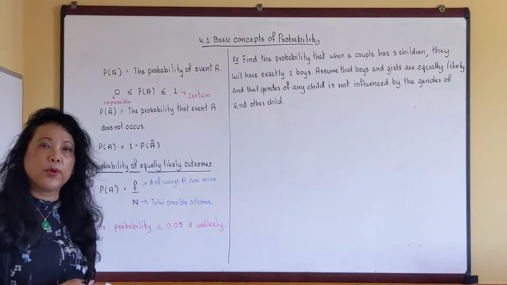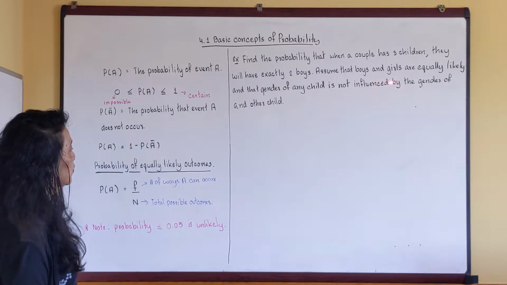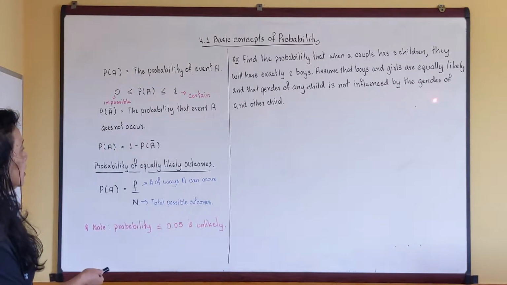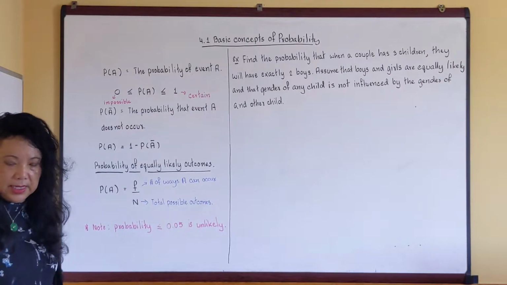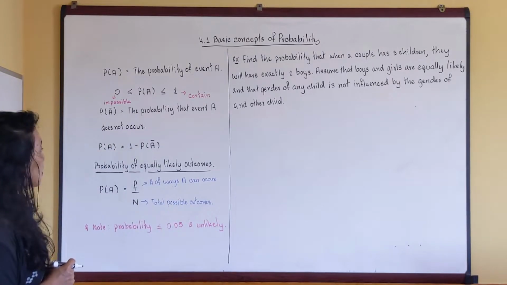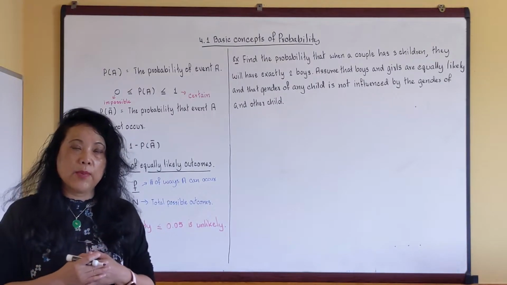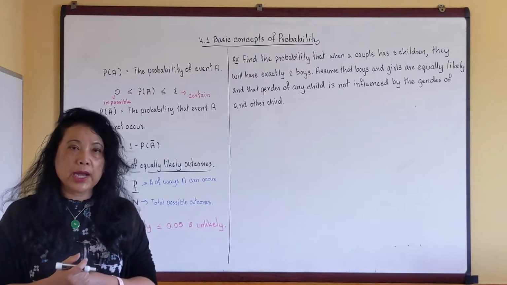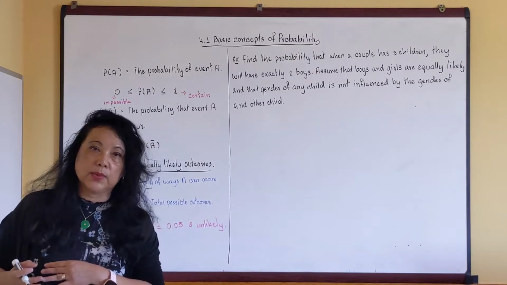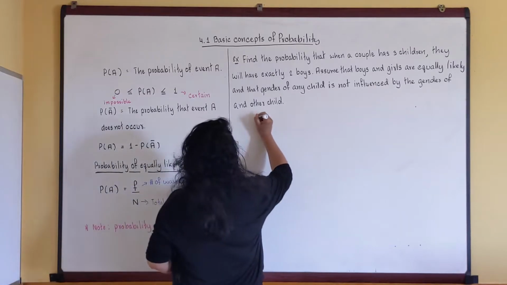It means the chance of having a boy is the same as the chance of having a girl, and the gender of any child is not influenced by the gender of any other child. So first, because it's equally likely outcomes, we can use this formula here. We have to list all possible outcomes. Let's say the order of the children matters. For example, if you have 1 boy, it could be the first one, or the second one, or the third one. So it matters.